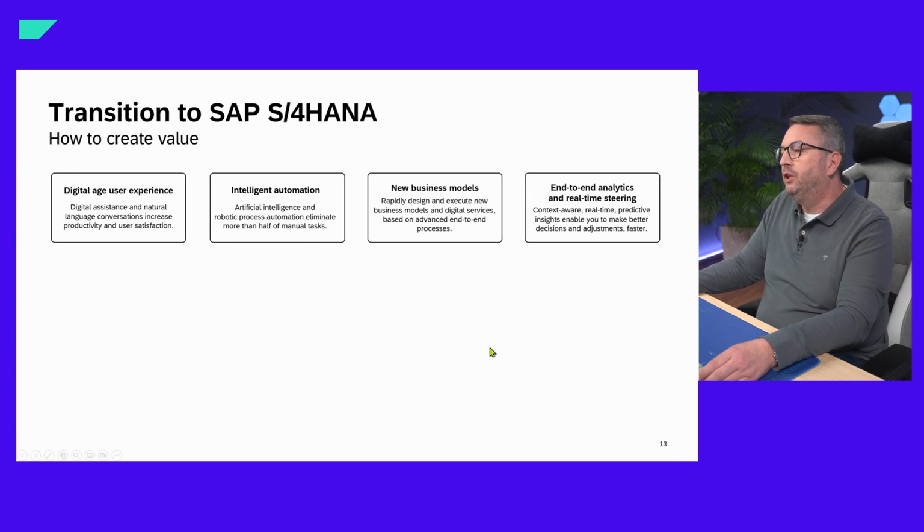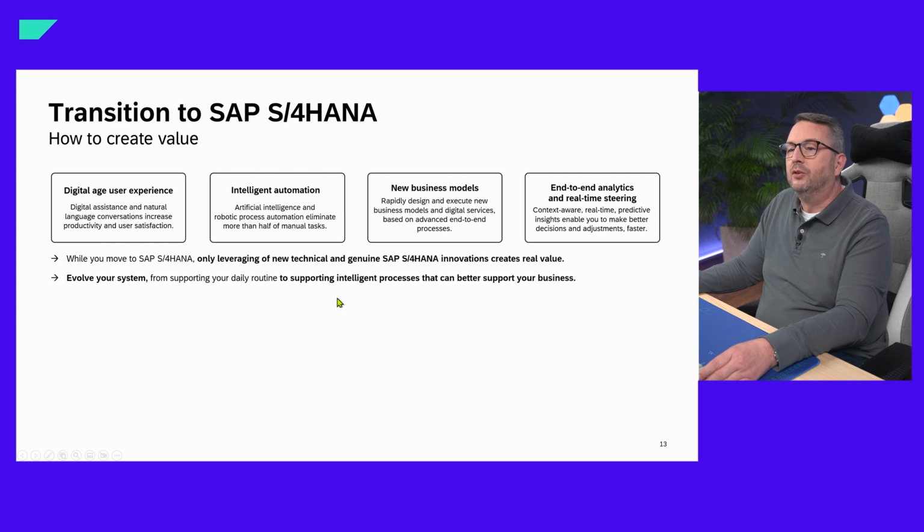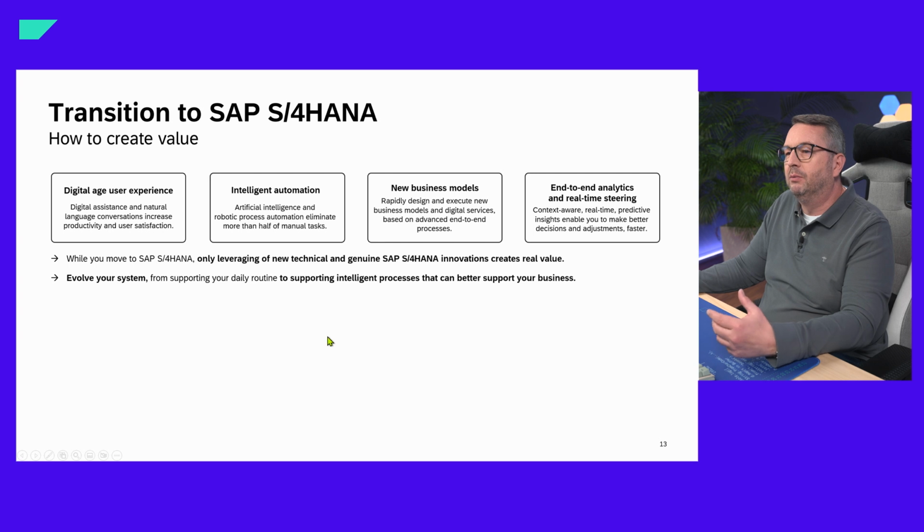Having said that and talked about value creation, it's an important fact that when you do a transition to SAP S/4HANA, you also have the possibility to put value into that move. Value you can create by adding digital-age user experience, automation, new business models, or analytics. Only while you move to SAP S/4HANA, when you leverage the new technical and genuine S/4HANA innovations, does this really create value in that project. So you should evolve your system, supporting it from your daily routines to supporting intelligent processes that can better support your business.